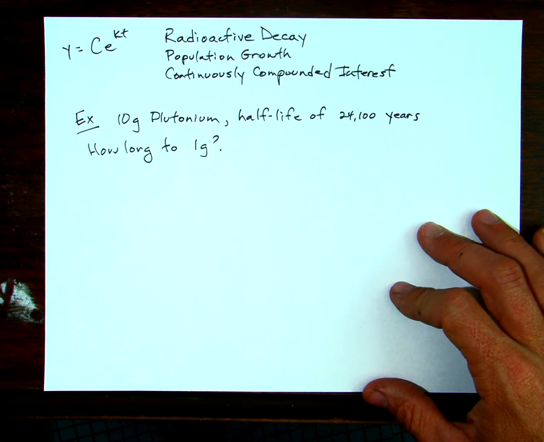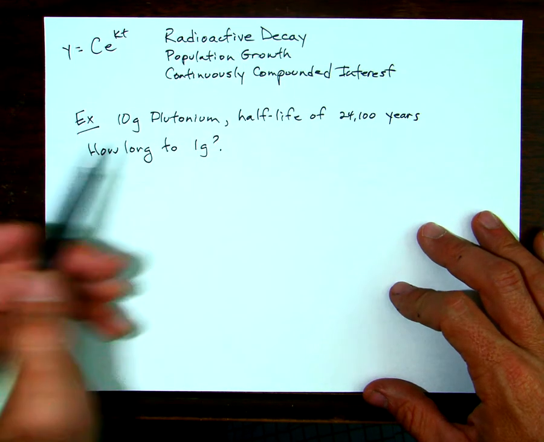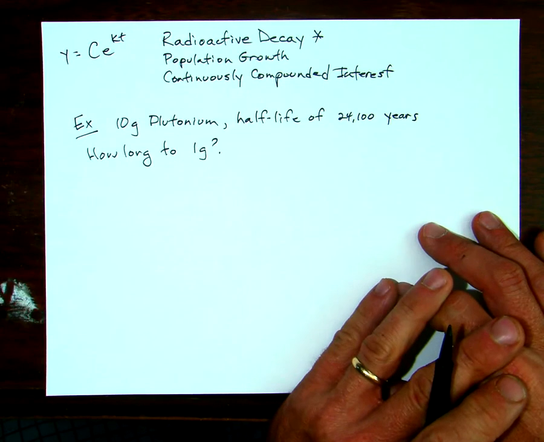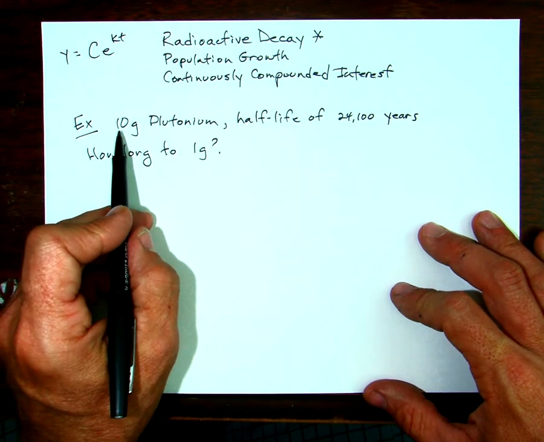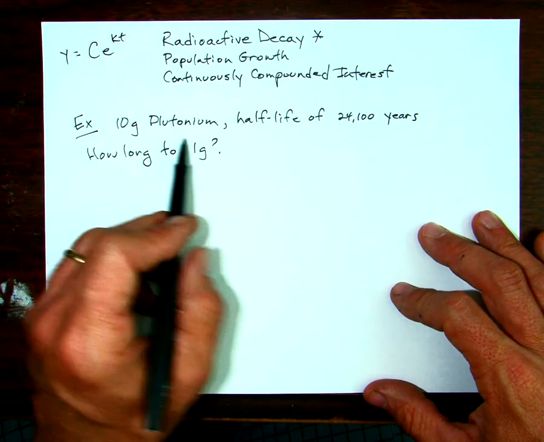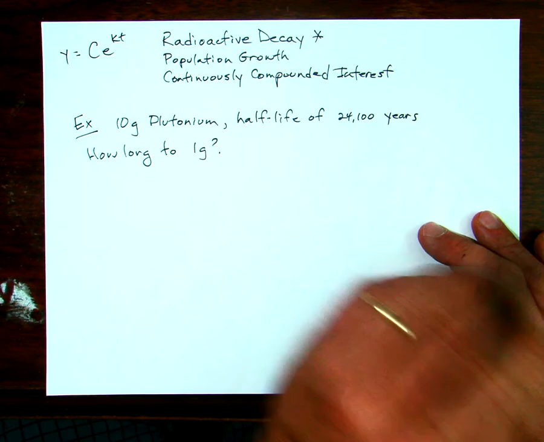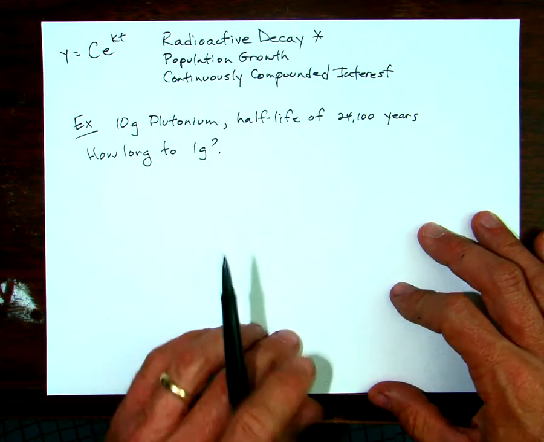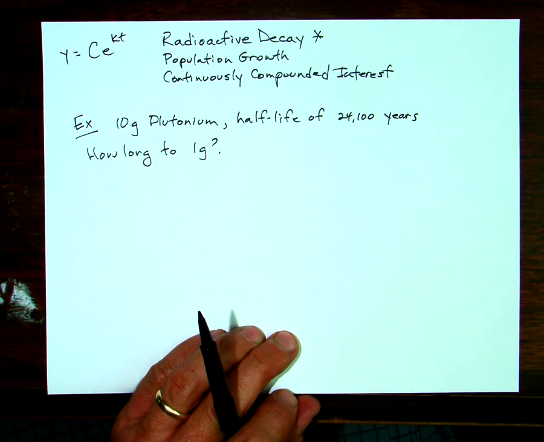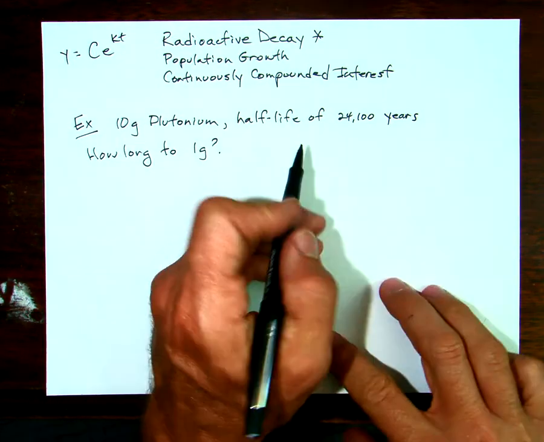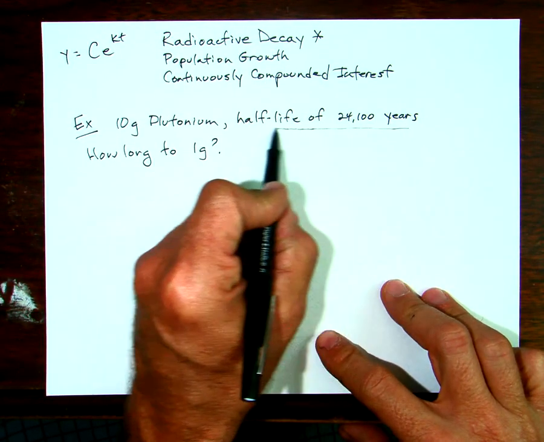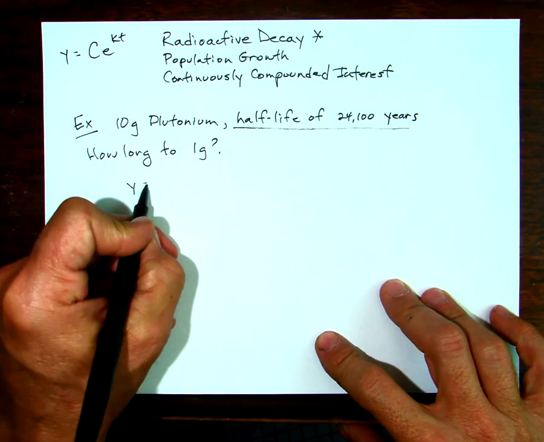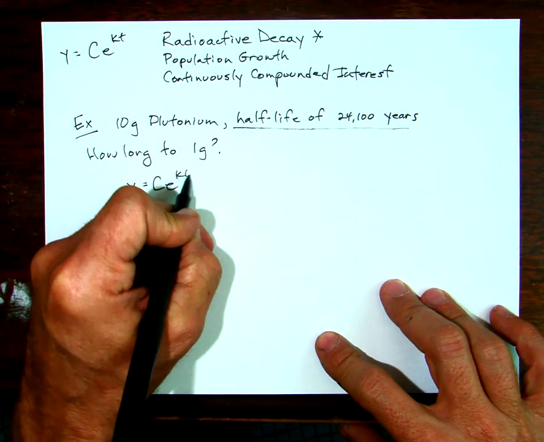So I just want to go through one more example, using radioactive decay. If we have 10 grams of plutonium, and plutonium has a half-life of 24,100 years, how long would it take for the plutonium to decay down to 1 gram? Well, first we need to use this information about the half-life. So we have y equals c e to the kt. This is our general model.